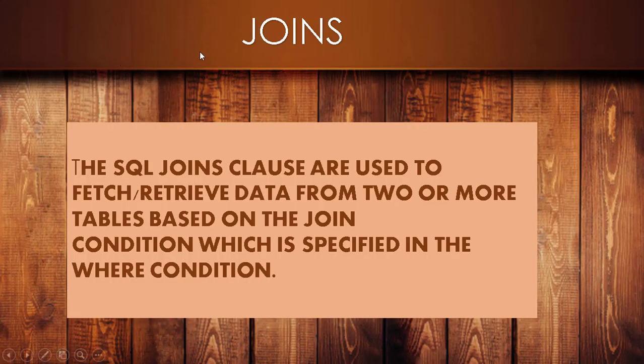The next topic is join. The SQL join clause is used to fetch or retrieve data from two or more tables based on the join condition which is specified in the where condition. The meaning of join is that two or three tables, based on some condition, will be joined or combined based on the condition specified.